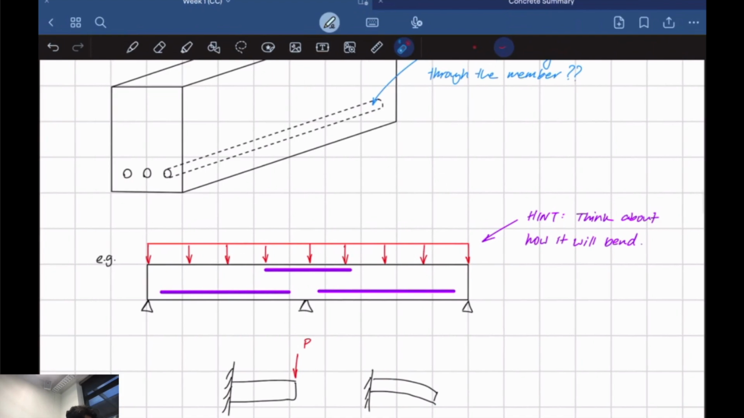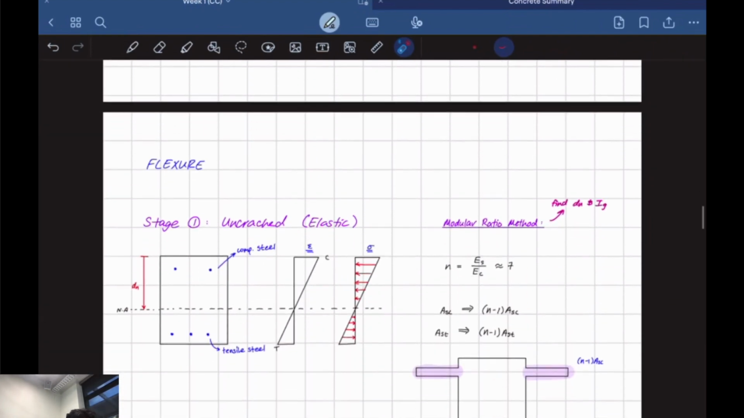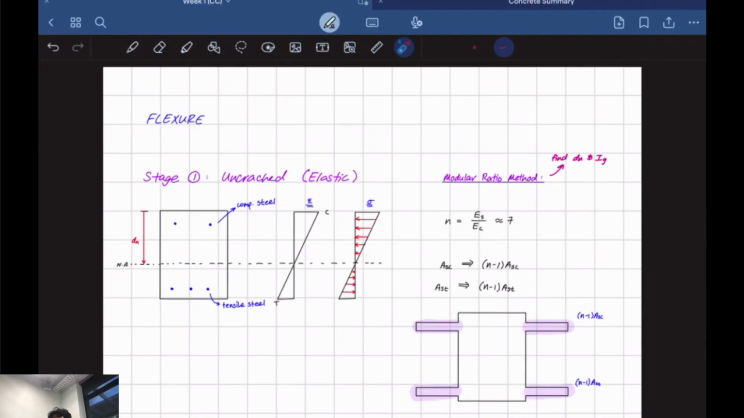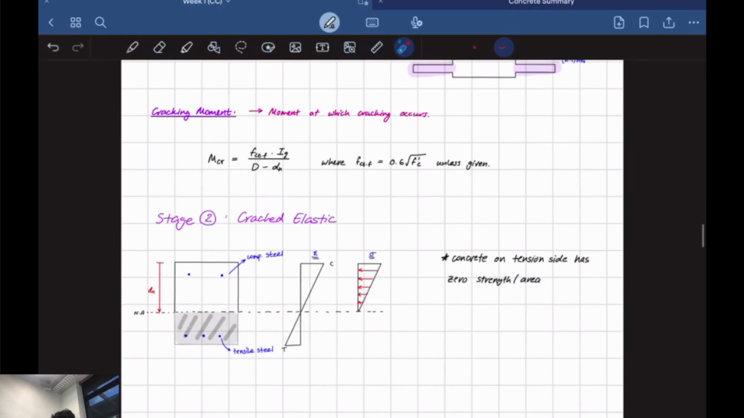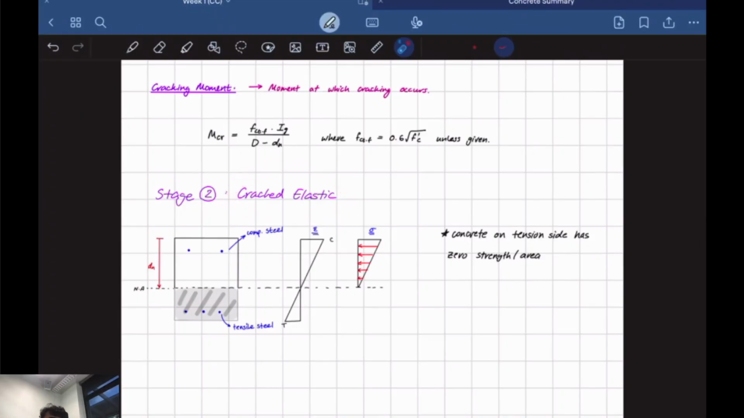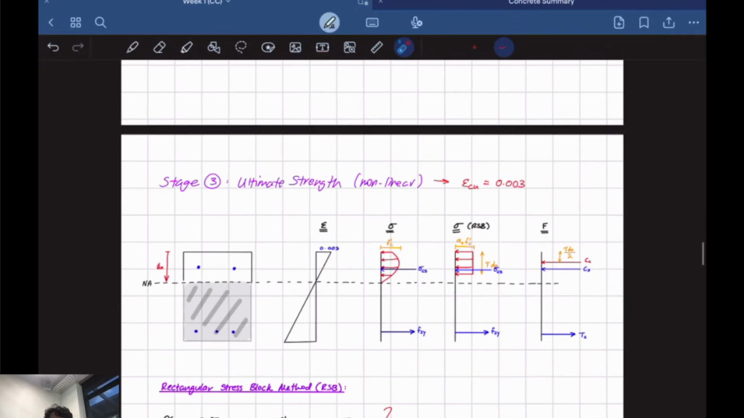Alright. I'm going to quickly hop into flexure. I'm not going to go through it in detail, just a brief overview. There are three stages when it comes to flexure. We've got the uncracked elastic stage, the cracked elastic stage, and the ultimate strength stage, non-linear. So pretty much it's failing at this point, right? The beam itself.